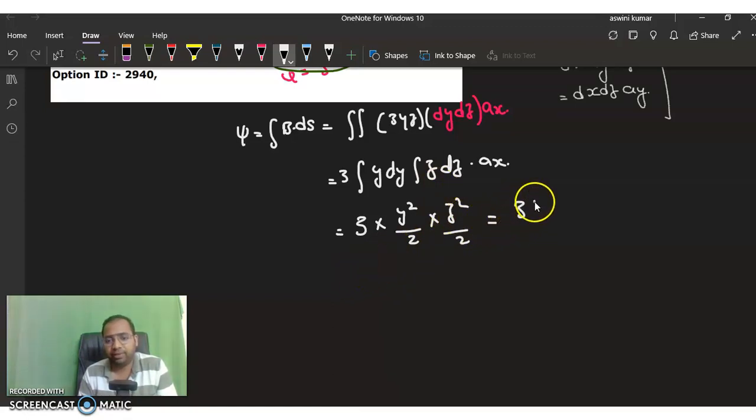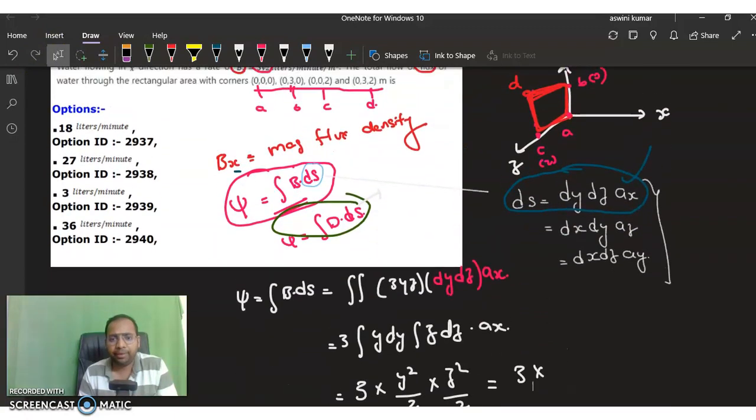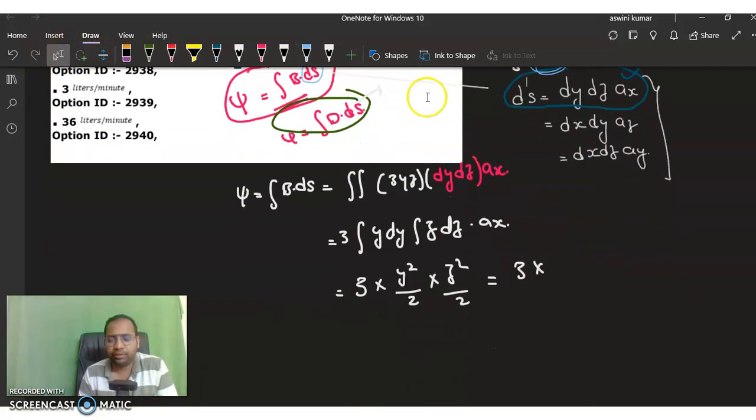That is equal to 3 into, if you check the figure, what is the y given there? What is the y and z? Let's check down. So y is the 3 and z is the 2, right? So y is the 3 and z is the 2. Then substitute those values here. Y is the 3 and z is the 2.